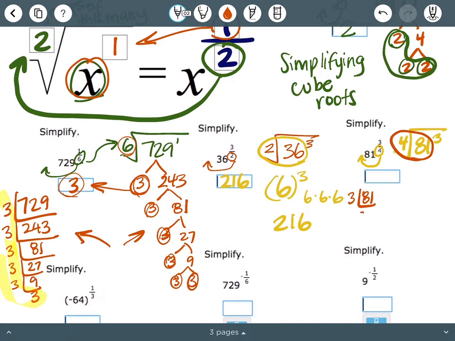I'm going to take out a 3, get 27. Take out a 3, get 9. Take out 3 and 3. Right, I'm looking for groups of 4. I see a group of 4 here, so I know that it's 3, and it still has that third power. So 3 times 3 times 3 is 27. 27 as my answer. Right?